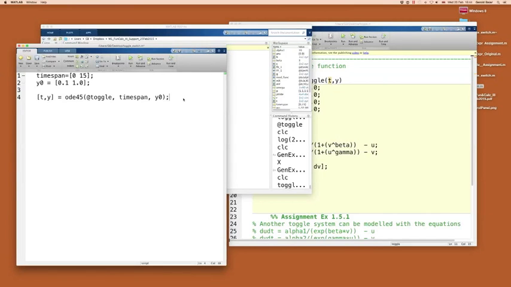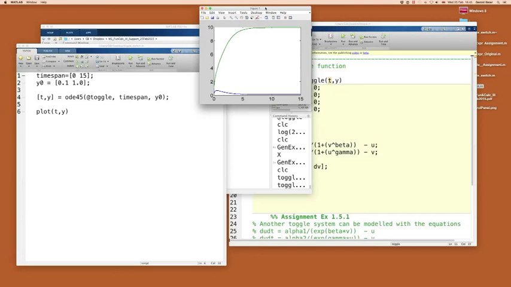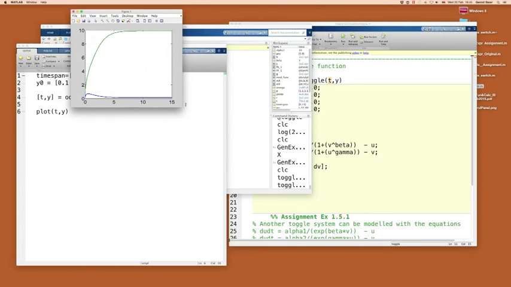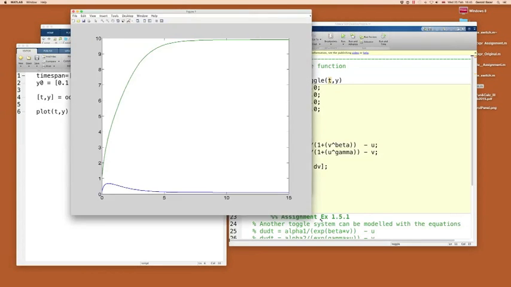Okay, the only other thing we want to do is plot this. So I'm just going to do a simple plot T, Y. Now we can run this. Well, let's save it first and then run. Oh, that worked. That's always good to see. So our plot comes up.